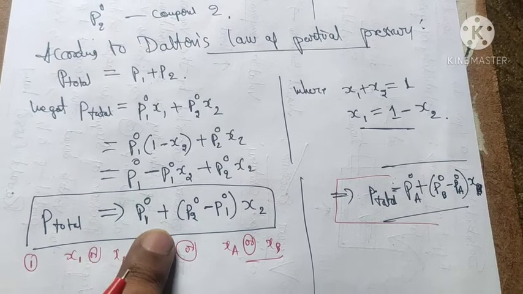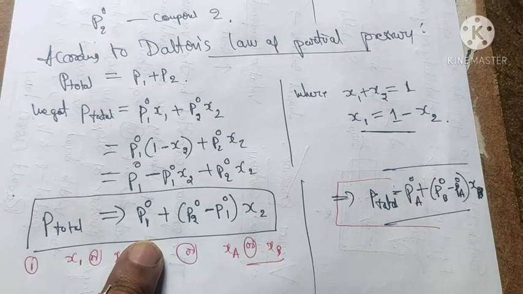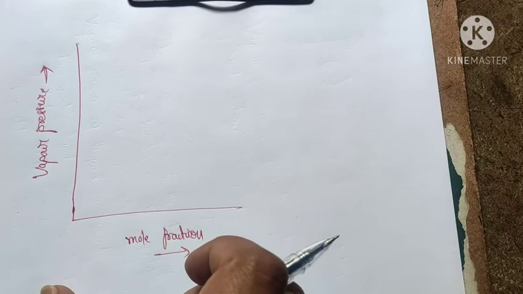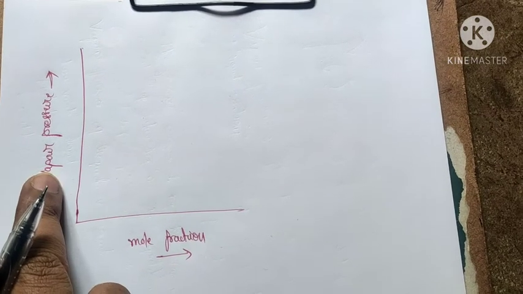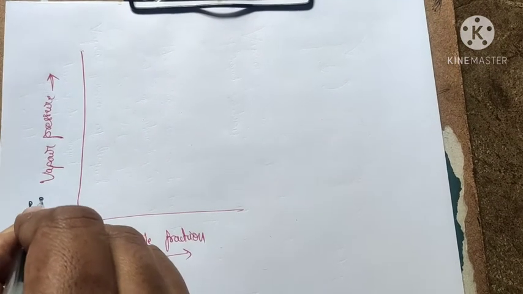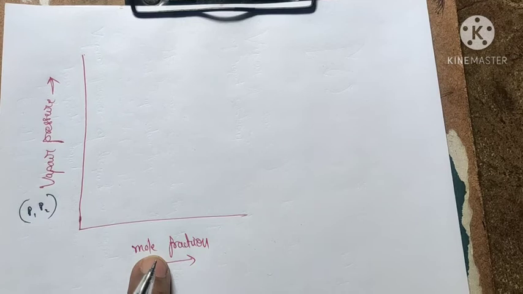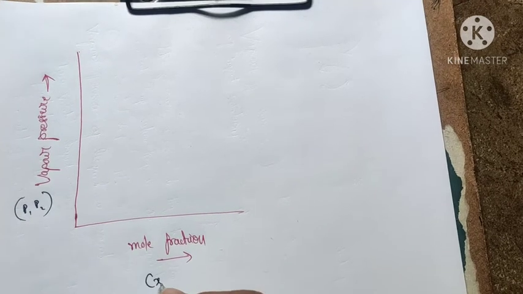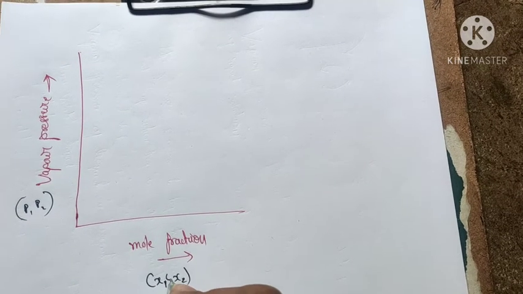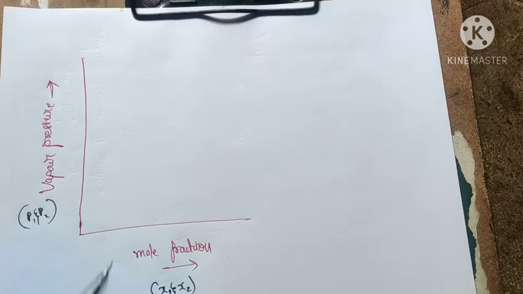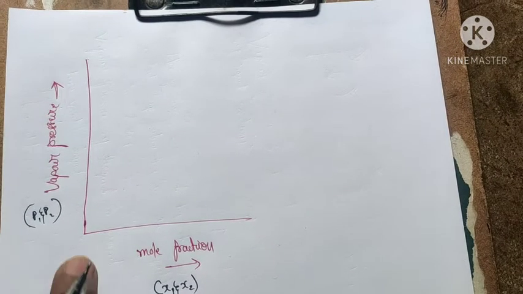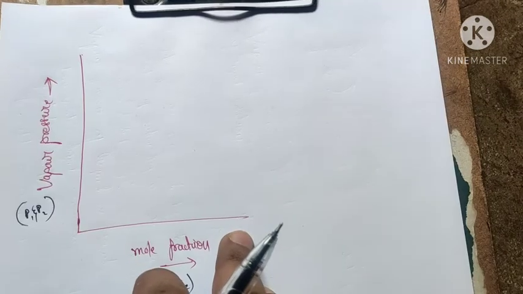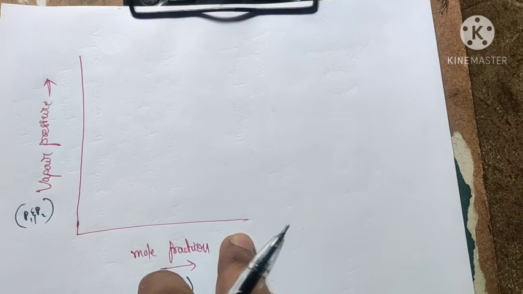Okay, now the graphical representation. We plot the vapor pressures P1 and P2 against the mole fractions x1 and x2. Here the solution gives a linear plot. So how have they formed the linear plots?